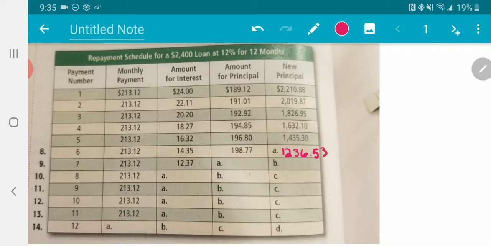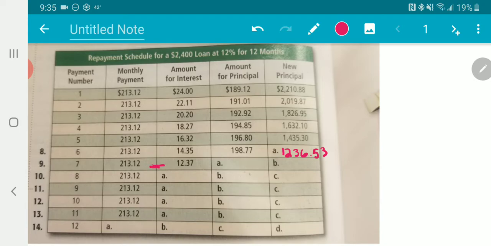Now, I don't care about that old principal anymore. I don't care about the $1,400 anymore. I don't owe that. I owe $1,236.53. So for my 7th payment, again, I make that same monthly payment. 7th month comes around, I pay that, but I'm paying less in interest, which means I'm paying a higher amount for my principal.